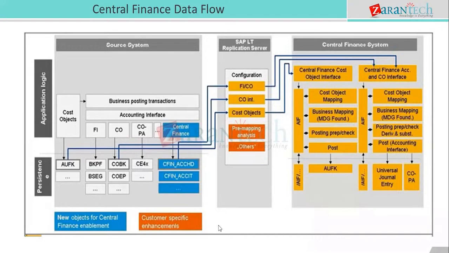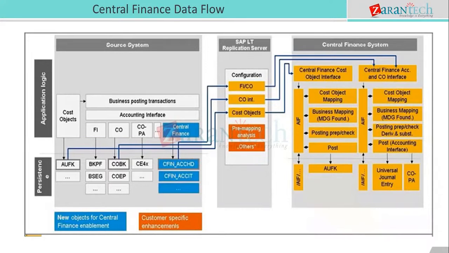There are going to be some FICO documents. I'm not going to be talking about the sales document, and I'm not going to be talking about the purchase documents. No other document, because Central Finance only works with the real-time replication of FICO postings. So FICO postings, not purchase documents or sales documents, will replicate from the source system to the target system.